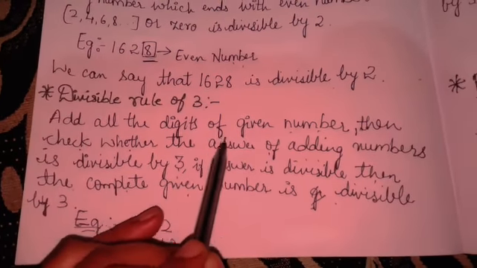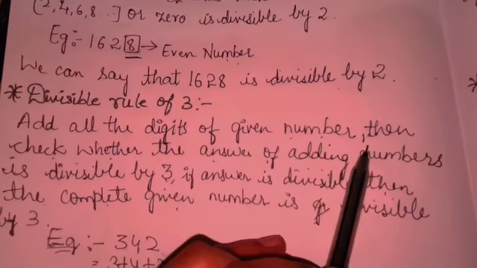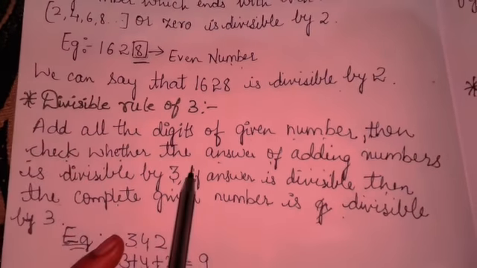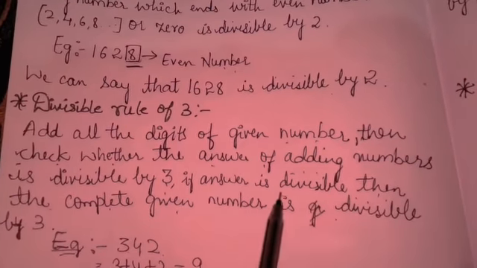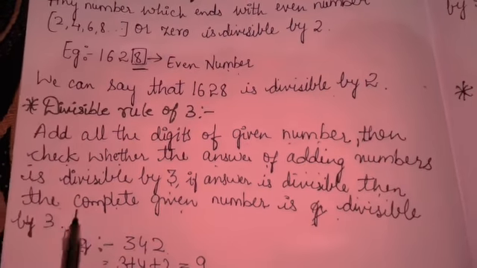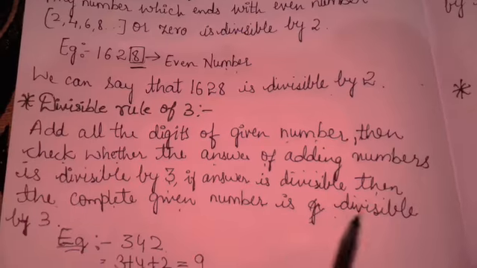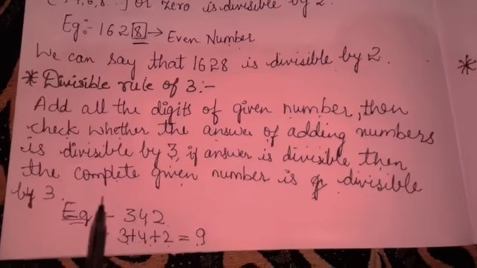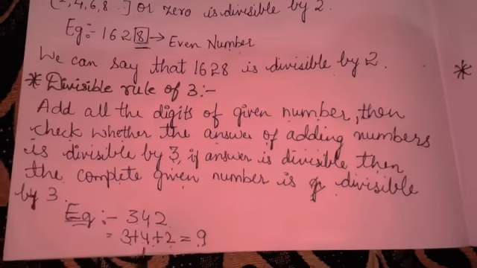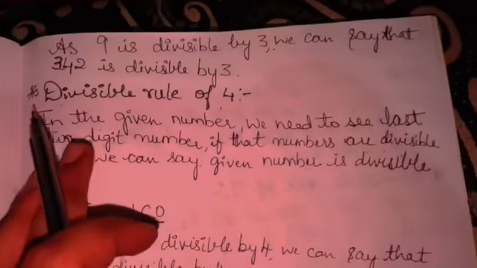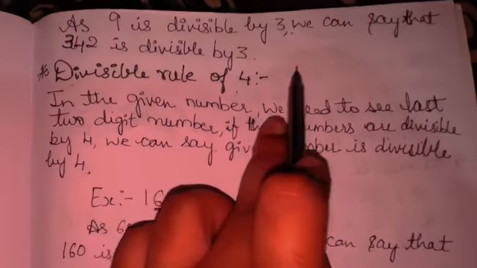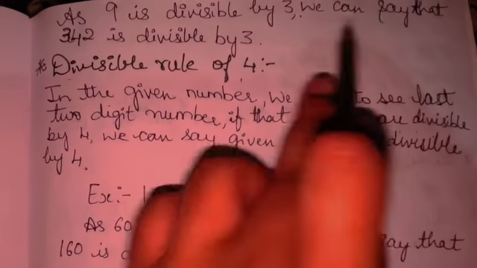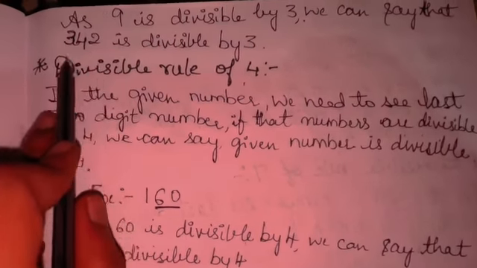Now, the divisibility rule of 3. Add all the digits of the given number, then check whether the sum is divisible by 3. If the sum is divisible, then the complete given number is divisible by 3. Example: 3, 4, 2. Add the digits, and if the answer is divisible by 3, then we can say that the given number is divisible by 3.